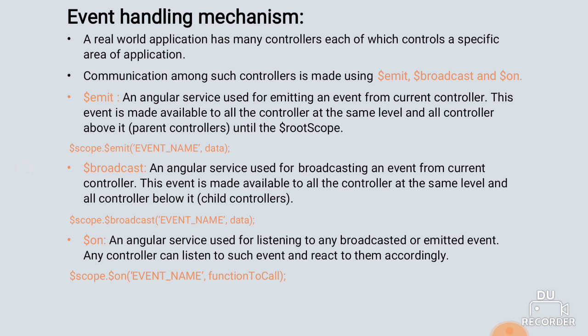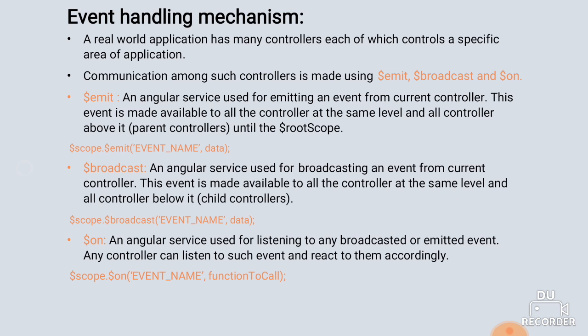Next thing is event handling mechanism. So basically in a real world application, what happens is we end up with lot many controllers. We have data flowing from one part of the application to the other, which are being handled by various controllers. So how do we get to communicate between all these controllers? There are a few event handling mechanisms provided by Angular. We'll quickly have a look at them. The first one of them is $emit, then we have $broadcast, and then finally we have the $on property.